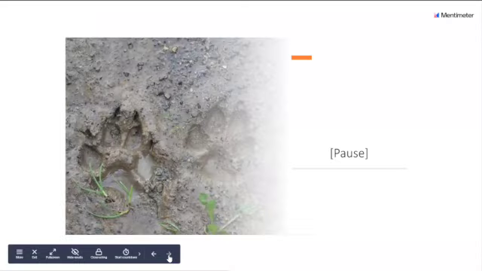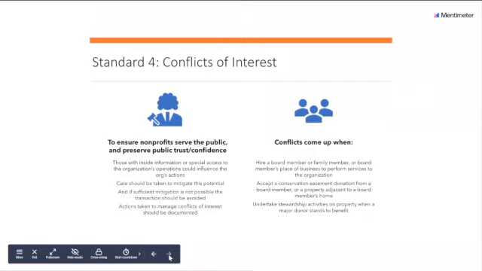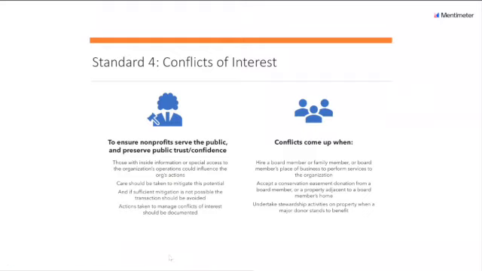Okay, I'm going to share my screen and we're going to move on to Standard 4, which is about conflicts of interest. Standard 4 is really important, and it's about the board's responsibility to guard against conflicts of interest that might influence the board's decision-making. All nonprofit organizations should have a conflict of interest policy that specifies that conflicts will be avoided or managed so that undue influence won't corrupt their decisions, decisions that should be based solely on the best interests of the organization.